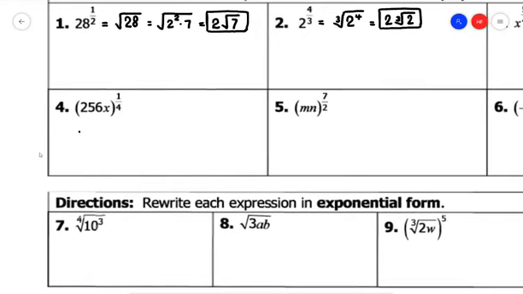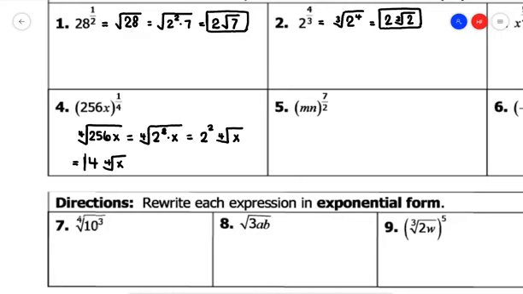The next one, we got the 4th root of 256x. So we're going to find the prime factors for 256. We got 2 to the 8th. And we can divide 8 by 4, which means we would be taking out 2 squared. Oops, I forgot the x in there. So we've got 2 squared on the outside, 4th root of x.